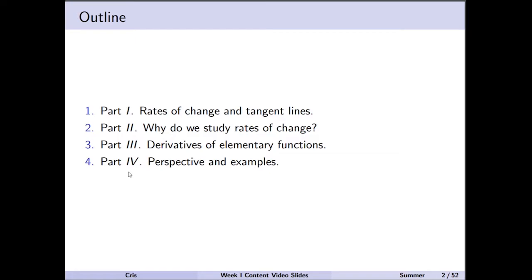And then we're going to take a break and we're going to just talk in general about why we study rates of change. And part 3 is the longest part. We're going to take some derivatives and we're going to go through the standard so-called elementary functions and talk about their rates of change. And finally, in the last part, we'll go back and give some overall perspective and run through some examples like you'll see on your homework.